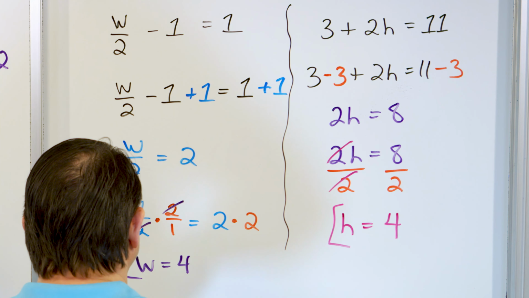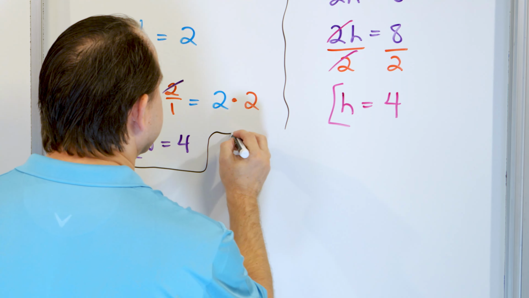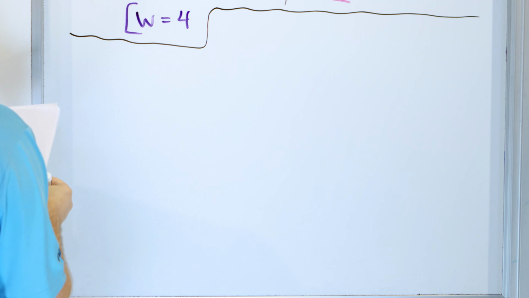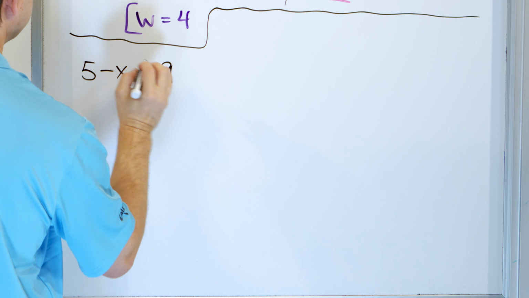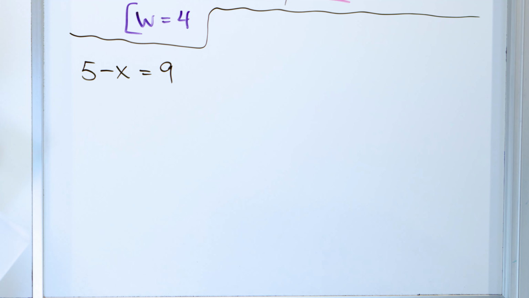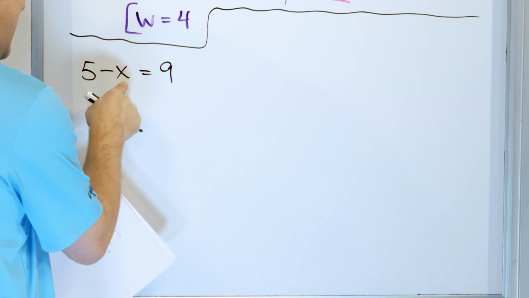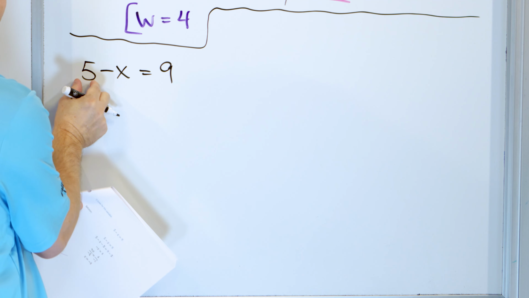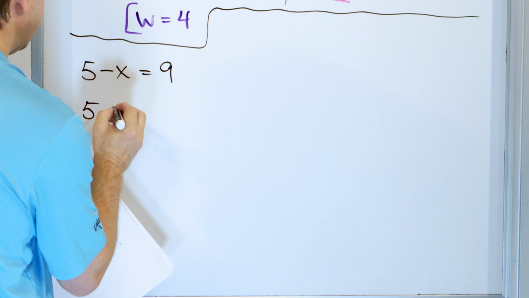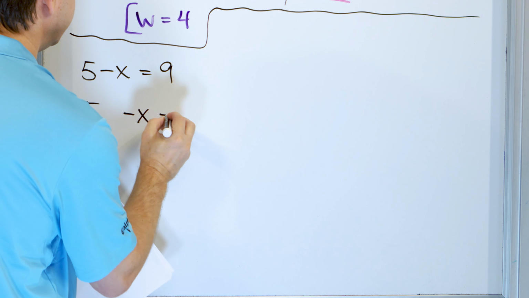All right, I think we can squeeze another problem in right here. What about 5 minus x is equal to 9? All right, so I know that I want x. I don't see a number in front, but I know that the easiest thing to do is to get rid of the 5 first. So let's go ahead and say 5 minus x equals 9.